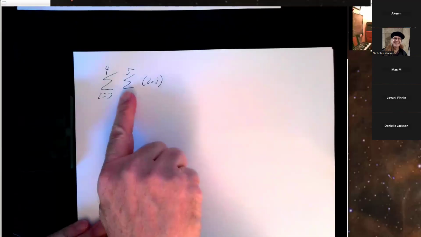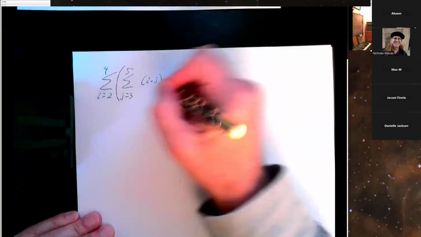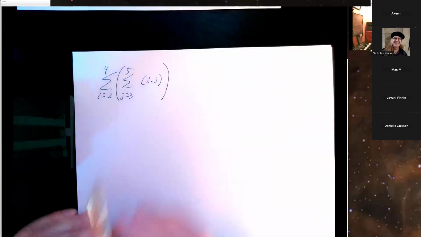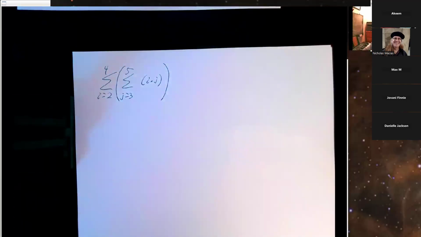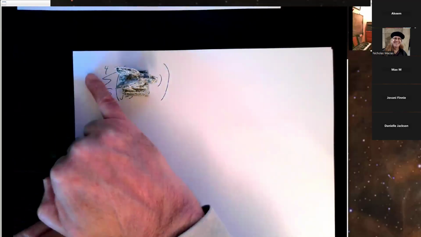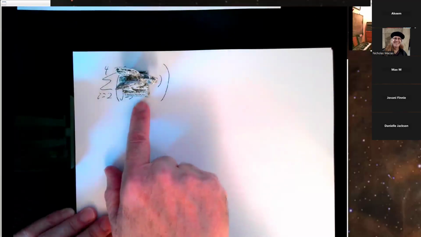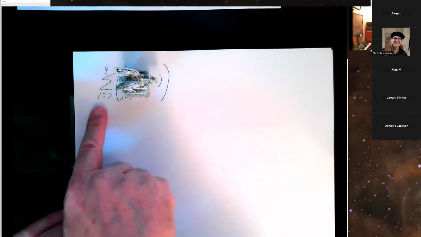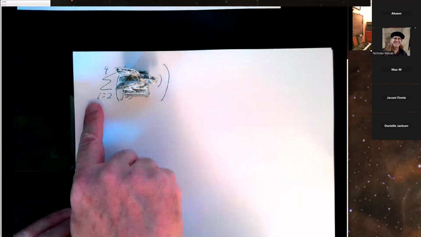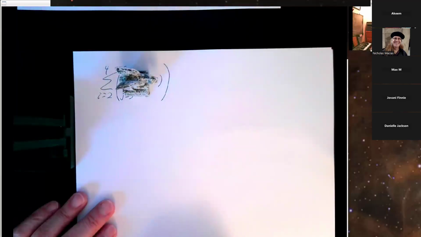So forget about this summation in here. Let's just put some parentheses around this. And if we ignore what's in there, this is just a sum from i equals 2 to 4 of something. Right? Well, we know how to do that. Set i equal to 2, figure out what this is. Set i equal to 3, figure out what this is. Set i equal to 4, figure out what this is, add them together. That's all you've got to do.